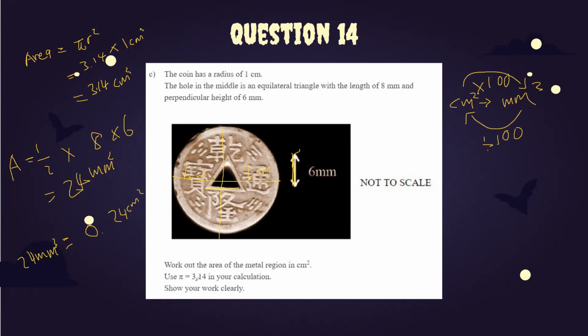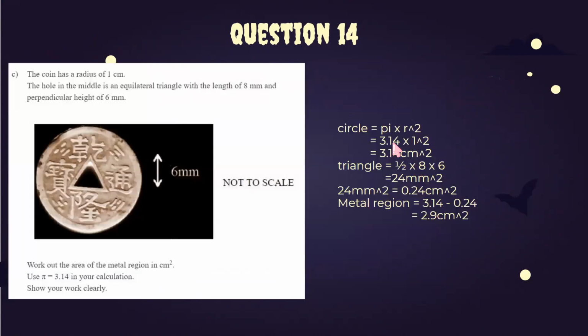Then after you do all of this calculation, you can find the final answer by minus the area for the coin and the area for the hole. So equals 2.9 cm square. So the answer is 2.9 cm square. And this is the answer for C.